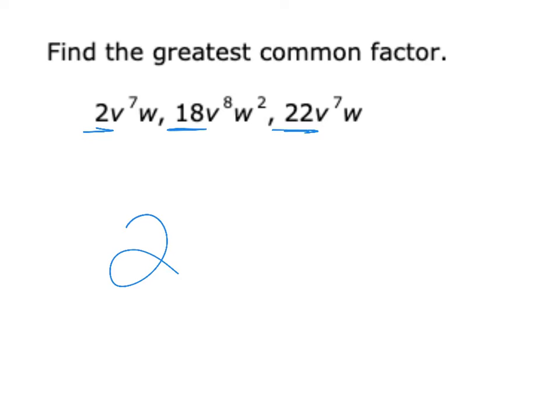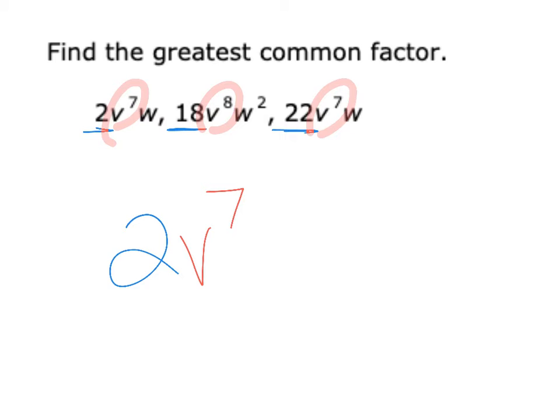So now we're looking at our variables. Let's start with the v's. You have v to the 7th, v to the 8th, v to the 7th. When we have variables with multiple exponents, you want to look to see which exponent is the smallest. Since v to the 7th is the smallest, that's the v in the greatest common factor. Remember, they all have to have this in common. If two of them have 7 v's and one of them has 8, they all at least have 7 v's. So we'll have v to the 7th.